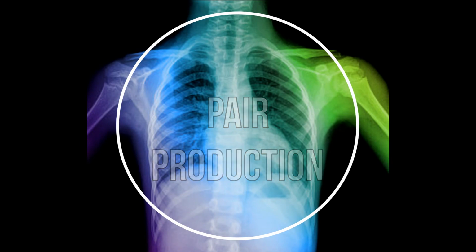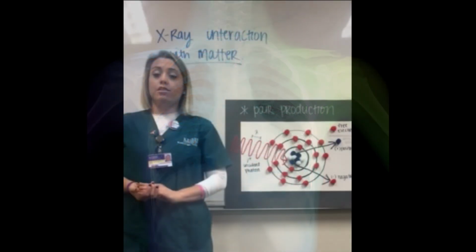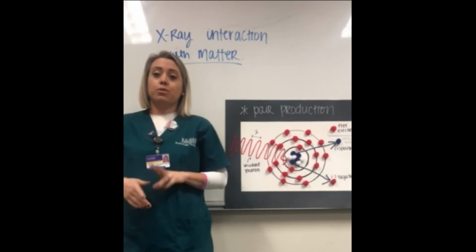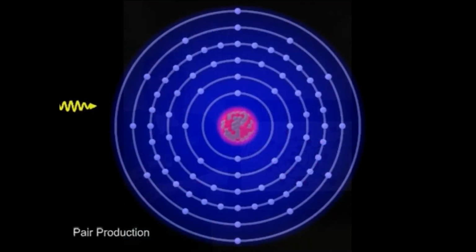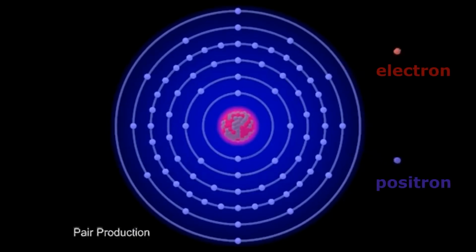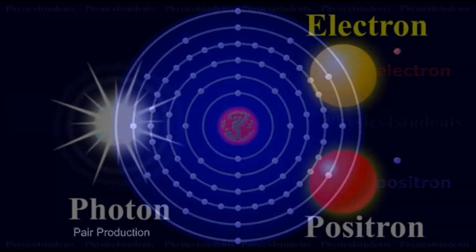The next type of interaction is called pair production. It's when the energy of an X-ray photon is converted to matter in the form of two electrons. This occurs when a very high energy incident photon comes close to a nuclear field and loses all of its energy in the interaction. The energy is used to create a pair of electrons, one with a positive charge and one with a negative charge.